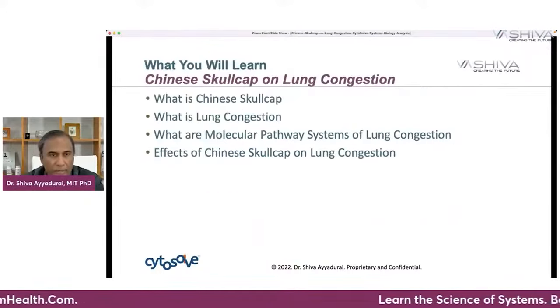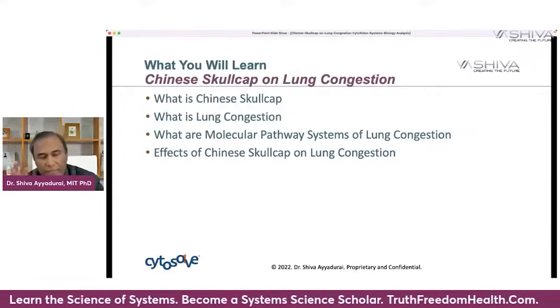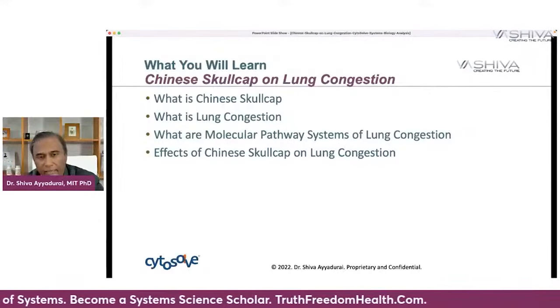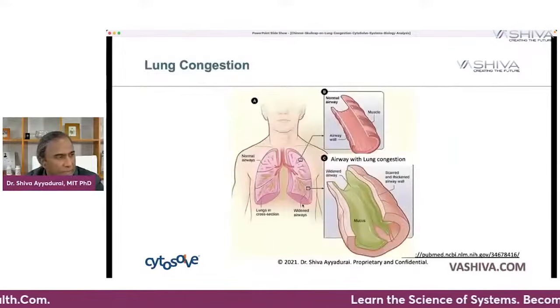We're going to review what is lung congestion. We're going to look at the molecular pathway systems of lung congestion, and really, there's about 5 molecular systems you're going to learn. And then we're going to look at how Chinese skullcap affects lung congestion. So that's what we're going to do, at a very high level. We'll get more into details.